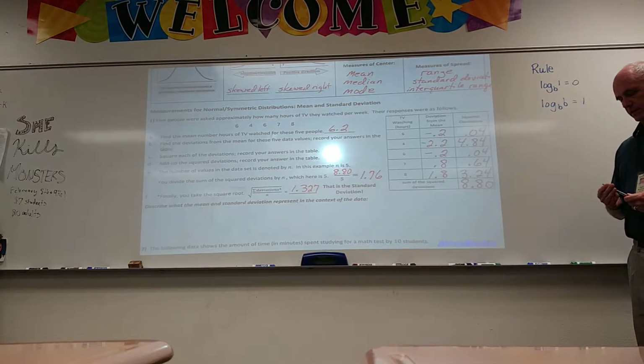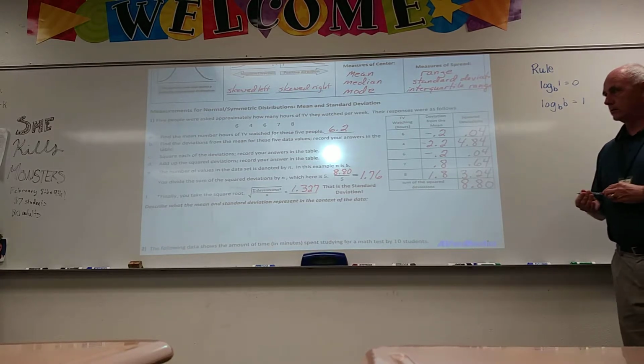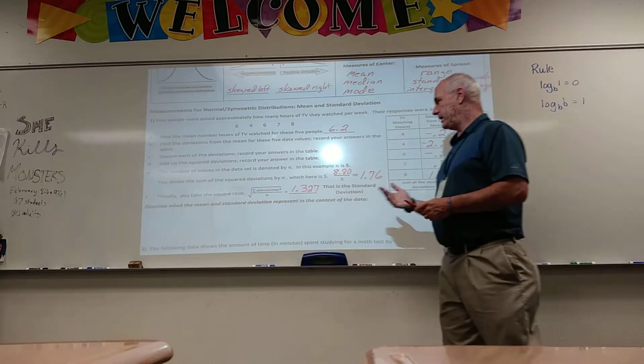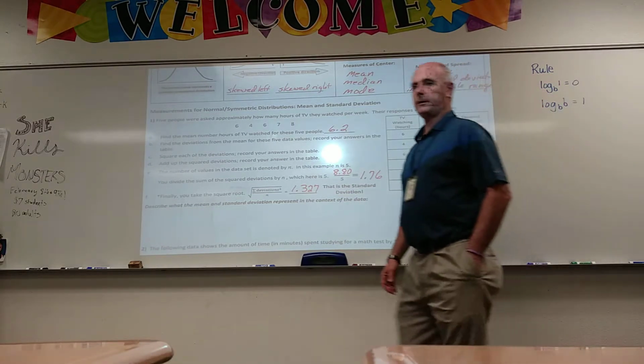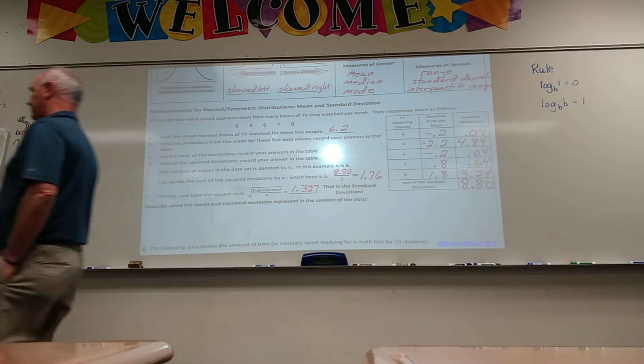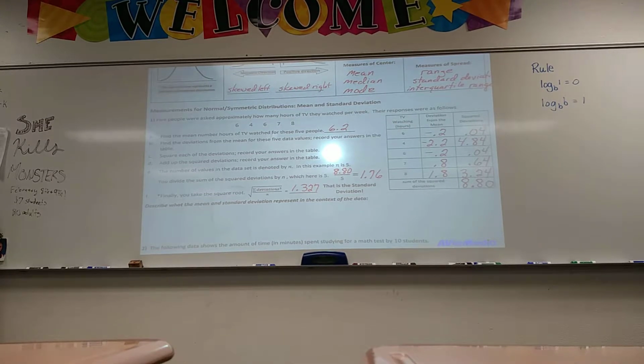What does this stuff mean? Well, it says describe what the mean and standard deviation represent in the context of the data. So let's talk about the mean first. What does that represent? You could say average. Average of all the numbers. The average number of hours of TV watched by these 5 people. I would agree.